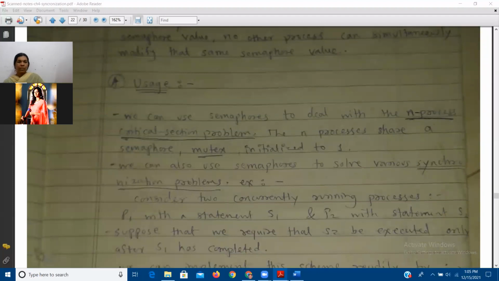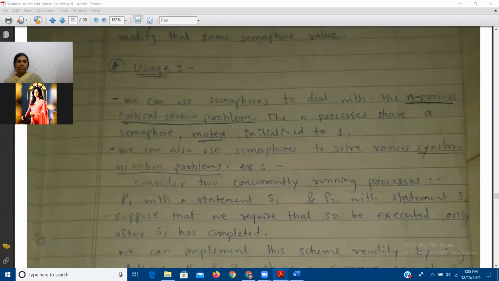Write down this usage. We can use semaphore to deal with the critical section problem for multiple processes. The processes share a semaphore. It is also called a mutex.